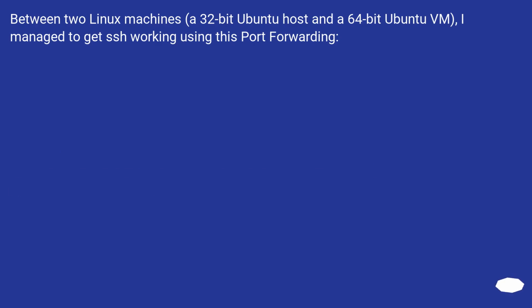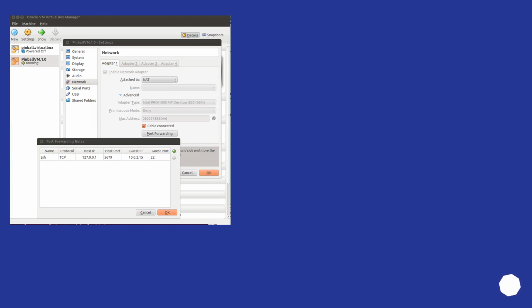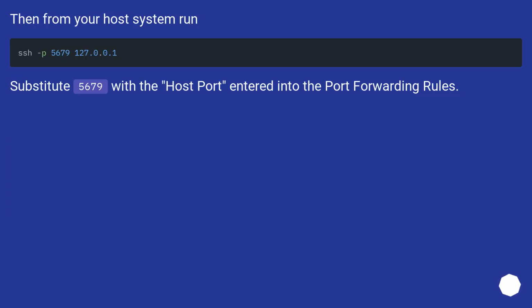Between two Linux machines, a 32-bit Ubuntu host and a 64-bit Ubuntu VM, I managed to get SSH working using this port forwarding. Then from your host system run. Substitute 5679 with the host port entered into the port forwarding rules.